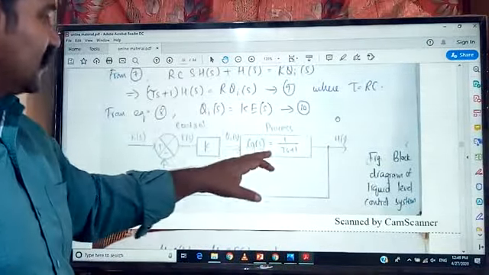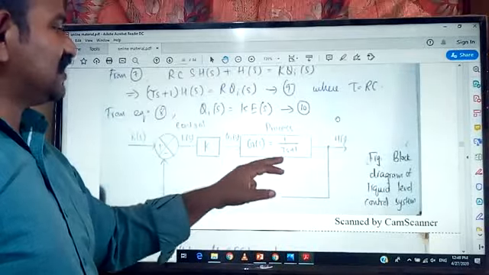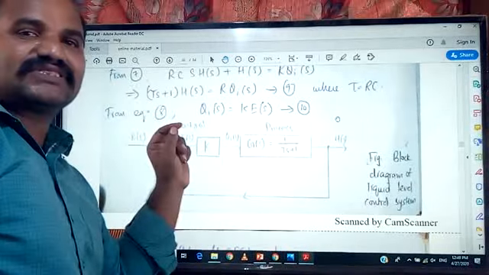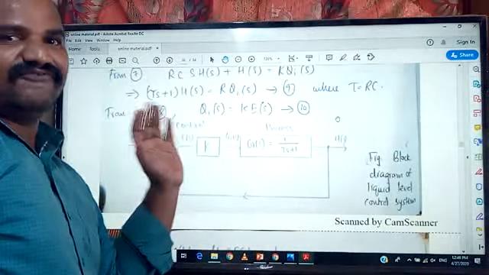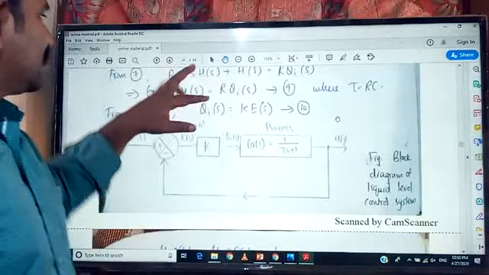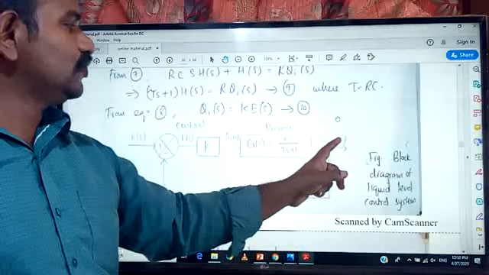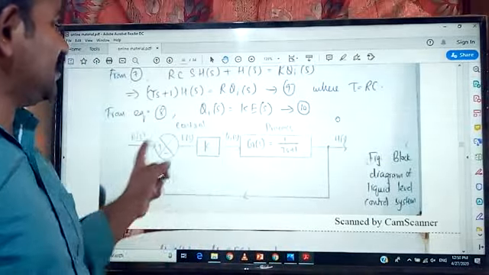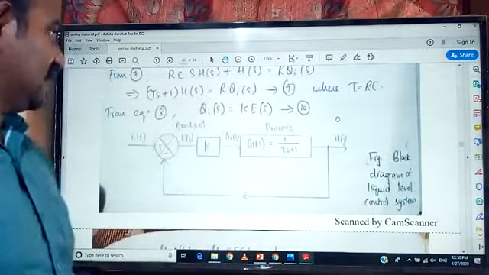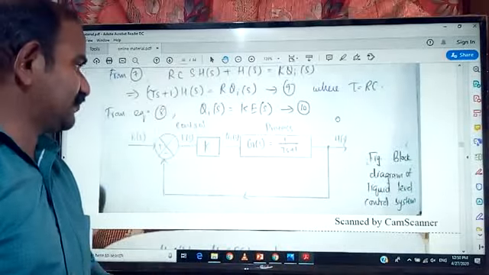So if you see this one, 1 by tau s plus 1 is nothing but it is indicating the first order system. So based on equation number 9 and equation number 10, this is the equivalent closed loop control system for our setup, which we have seen in the initial stage of this particular class.